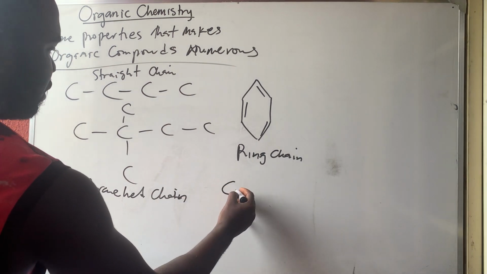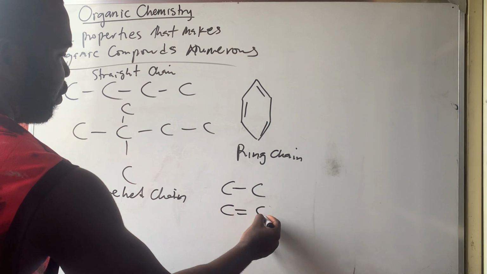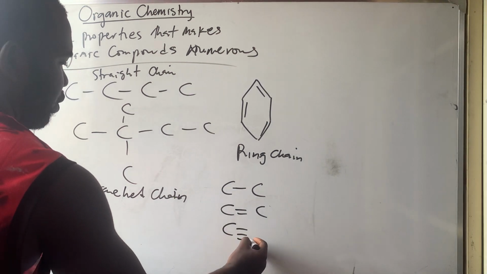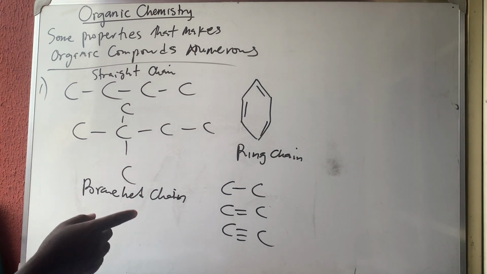Then for a single bond, you just have a single line. But for a double bond, you can have two lines like this, while for a triple bond, you can have three like this. Okay, so that is another reason that makes them numerous.